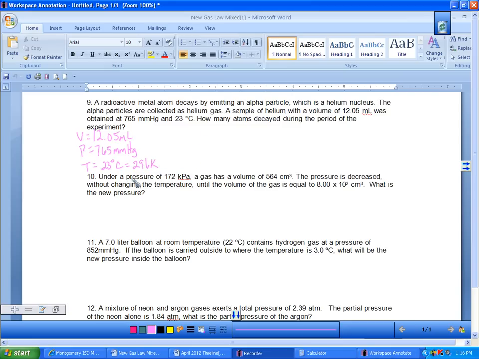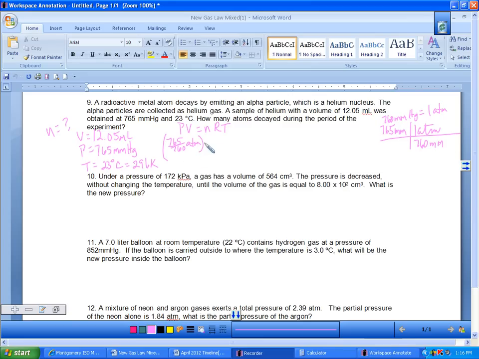How many atoms? So that looks like I need to find the number of moles and then convert to a number of atoms. So that's definitely the ideal PV equals nRT. Pressure has to be in atmospheres, so 765 over 760 atmospheres. Let me explain where I got that. There are 760 millimeters of mercury equal to 1 atmosphere. So I did a dimensional analysis. I said 765, 1 atmosphere is 760 millimeters. So if I divide those, I'll get my atmospheres.